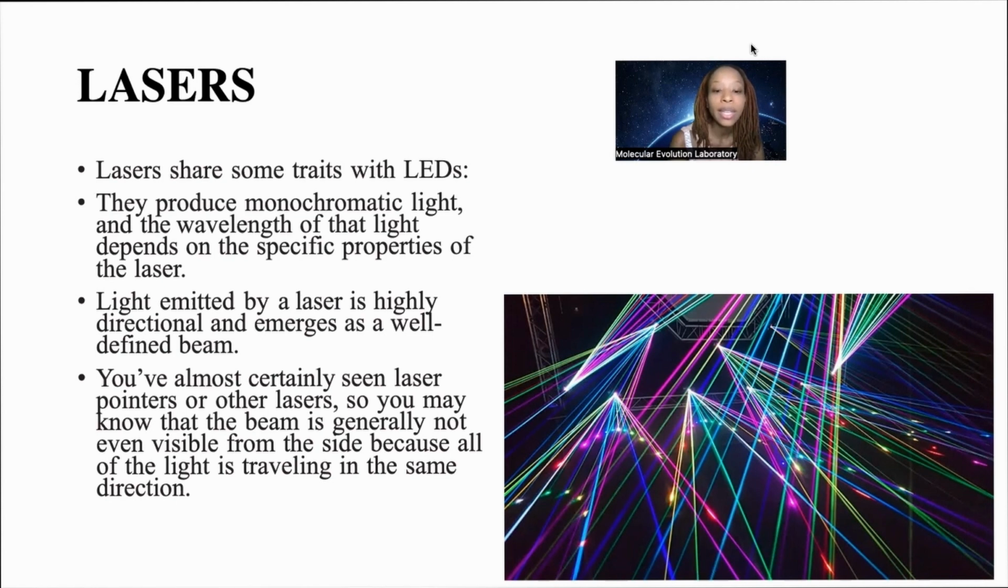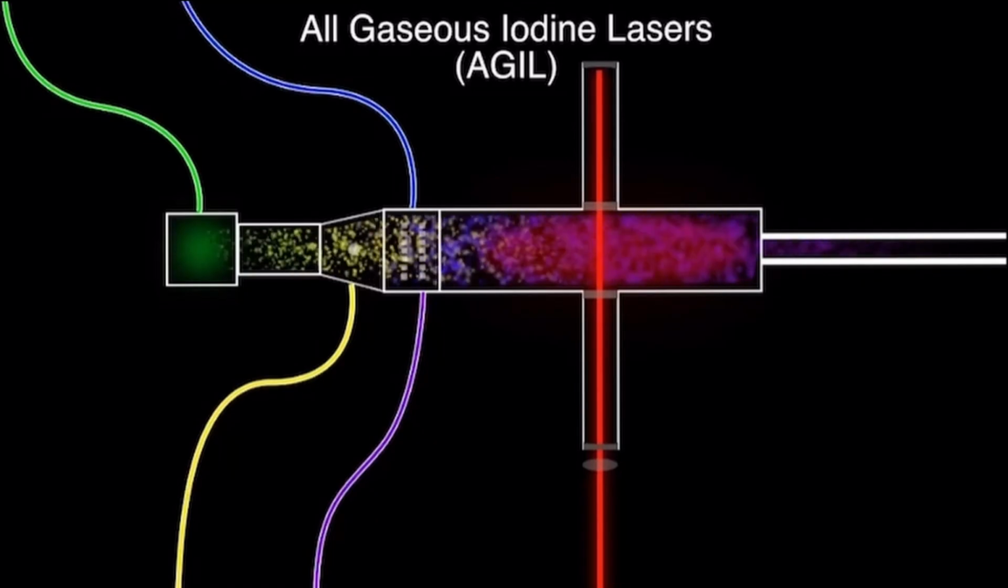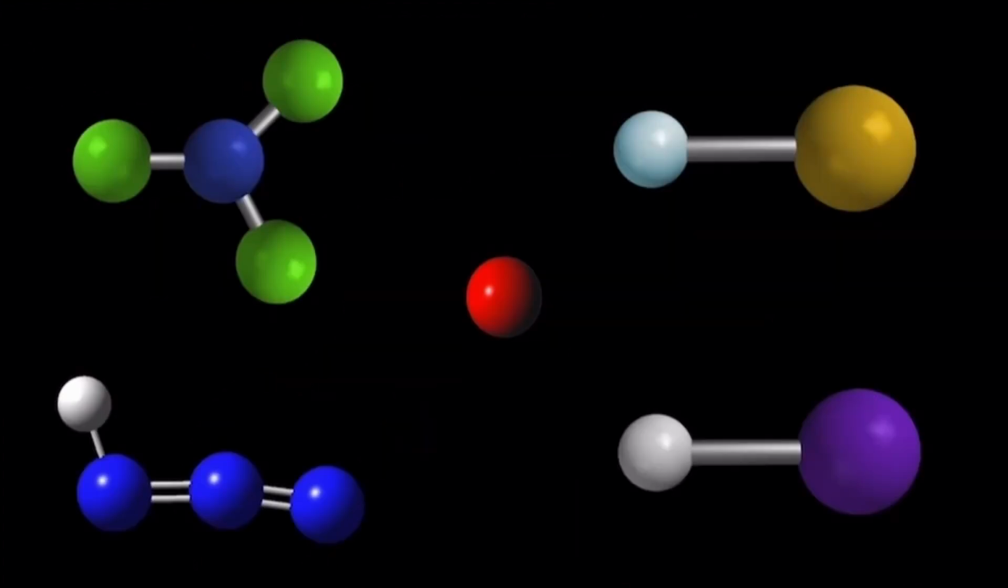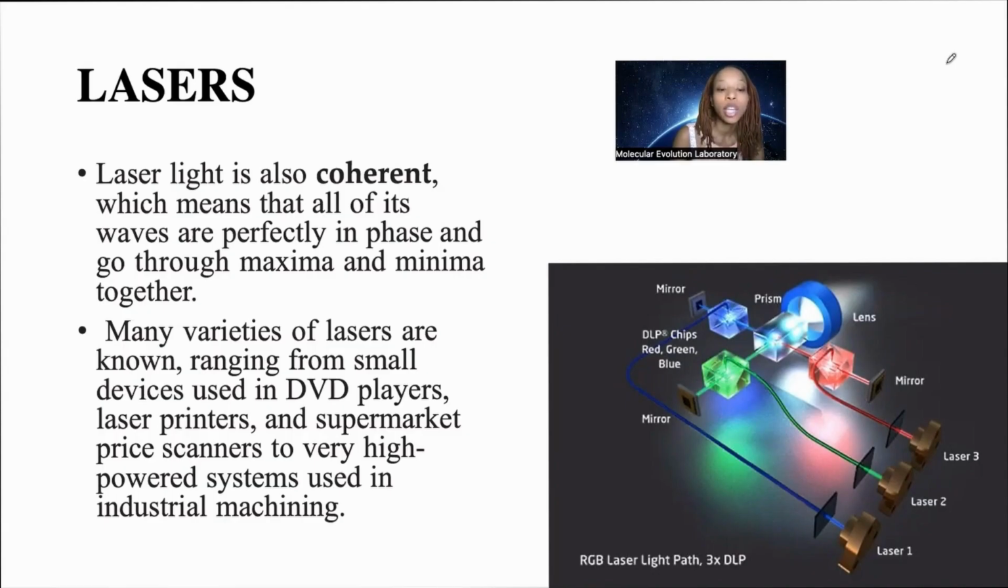You also certainly see the beam is generally not even visible from the side because all of the light is traveling in the same direction. Laser light is also coherent, which means that all of its waves are perfectly in phase and go through maxima and minima together. Many varieties of laser are known, ranging from small devices used in DVD players, laser printers, and supermarket price scanners, to very high powered systems used in industrial machines.